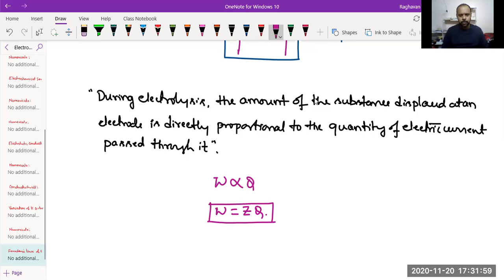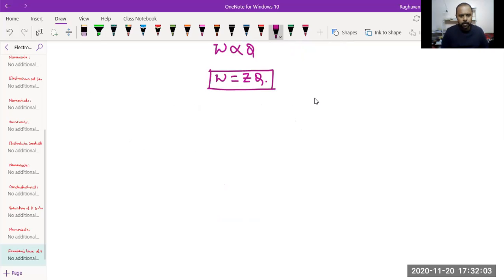Z into Q. Also, the quantity of electric current Q can be calculated as the product of current strength in amperes and time in seconds. Therefore, finally, we can write W is equal to Z into I T.